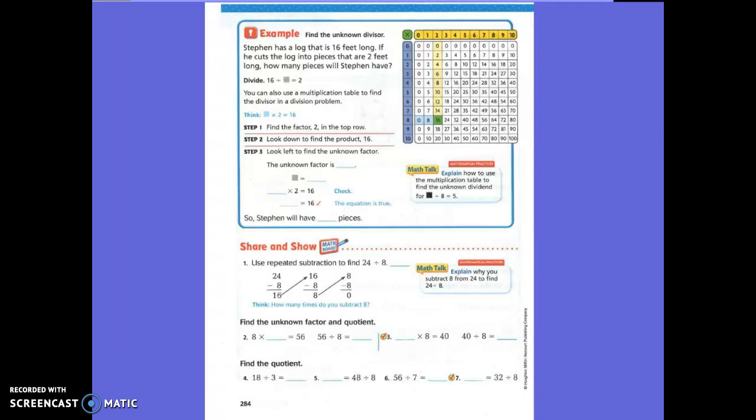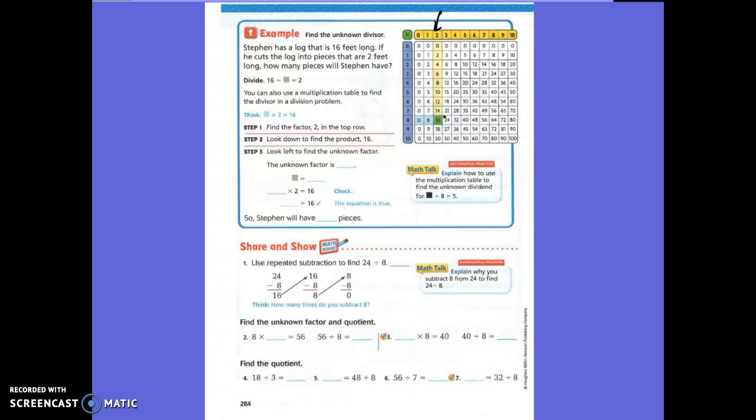Okay, to find this missing divisor, you can use a related problem that you know, which is blank times 2 equals 16. So, how to find this? What is the blank going to be? Find the factor 2, right here, factor 2 in the yellow, and then look down until you find the product 16. All the way down, they have it in green, right?